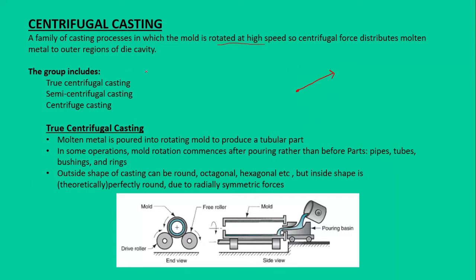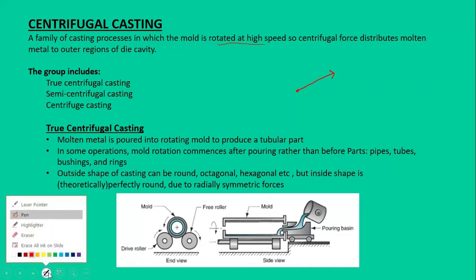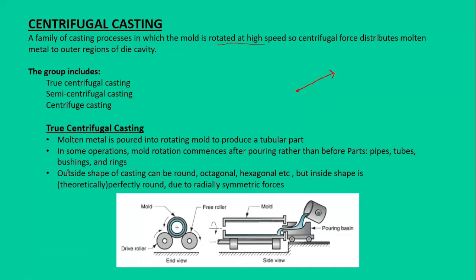The three common types of the centrifugal casting are the true centrifugal casting, then we have the semi-centrifugal casting, and the centrifuge casting. If you go to the true centrifugal casting, in this kind of the casting, molten metal is poured into a rotating mold to produce a tubular part. So this is the common schematic of the true centrifugal casting.